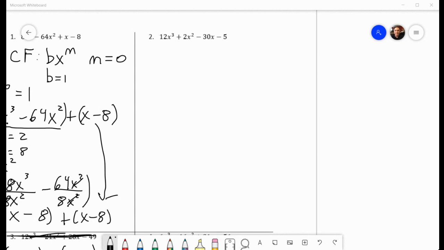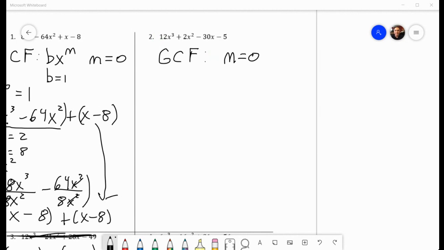Okay, let's see again if we can figure out what the GCF for this polynomial is. Right away you can see that there's a non-zero constant term, and because of that, we're going to take our m to be 0, which again means that we can't factor out x at all.